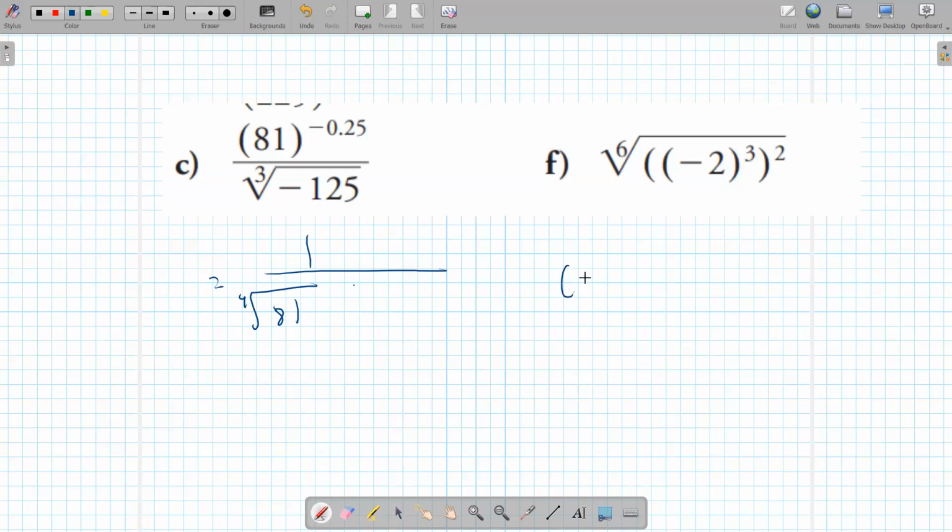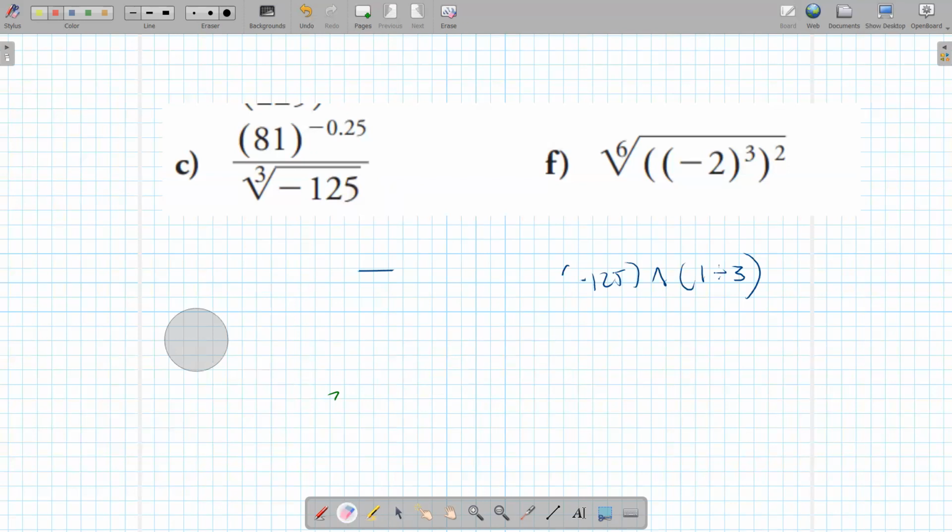If you're gonna plug it in a calculator, you can plug it in like this. Negative 125 to the power of 1 divided by 3. It's negative 5, right? Can't be positive because if you multiply positive 5 three times, you will not get a negative number. It has to be negative. And the fourth root of 81, what is that? It's 3. Yes, so you have 1 over 3 times negative 5, and then this is going to be 1 over negative 15. That's the final answer.